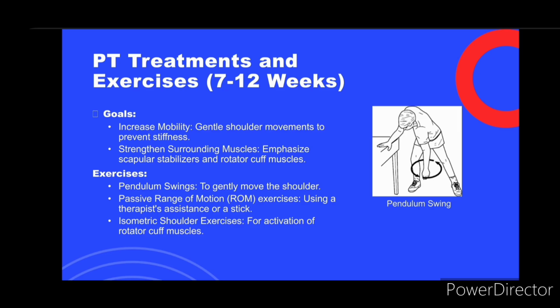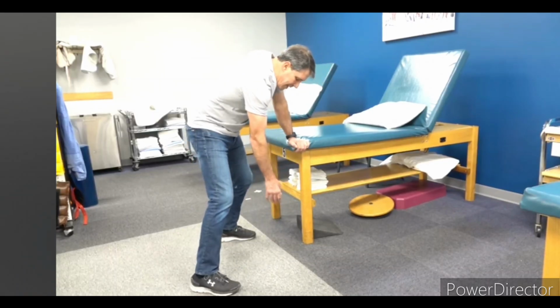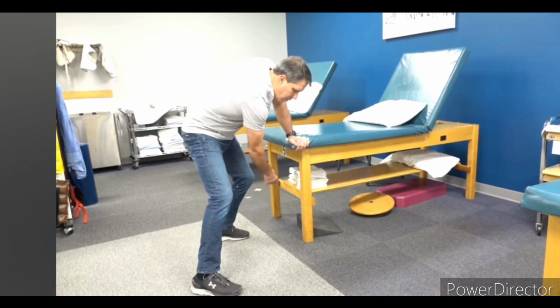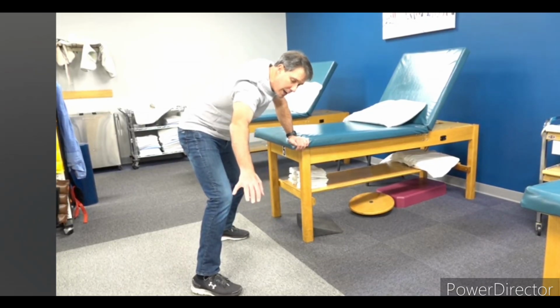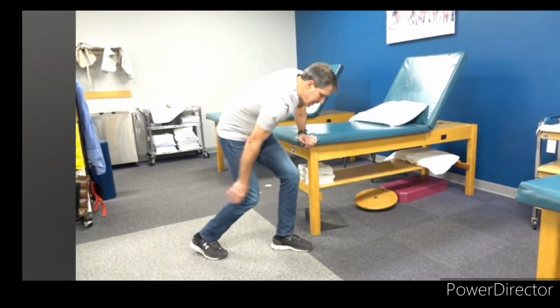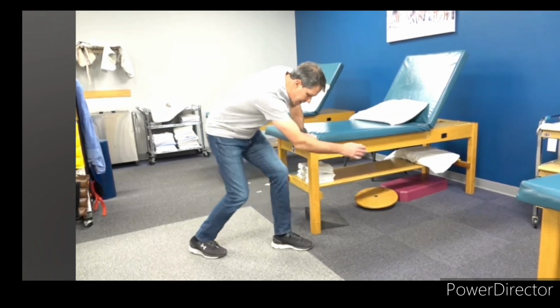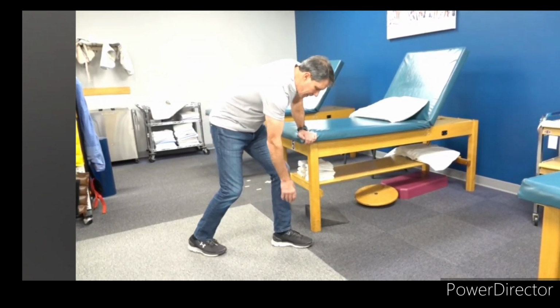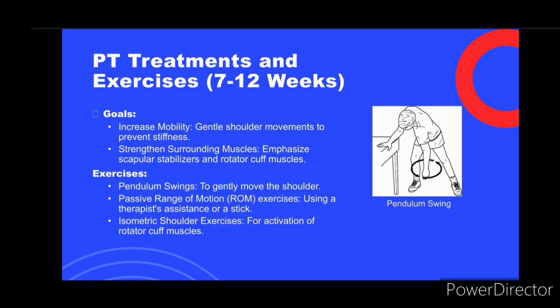PT treatments and exercises, 7 through 12 weeks. Goals: increase mobility, gentle shoulder movements to prevent stiffness. Strengthen surrounding muscles. Emphasize scapular stabilizers and rotator cuff muscles. Exercises: pendulum swings to gently move the shoulder. Passive range of motion. ROM exercises using a therapist's assistance or a stick. Isometric shoulder exercises for activation of rotator cuff muscles.